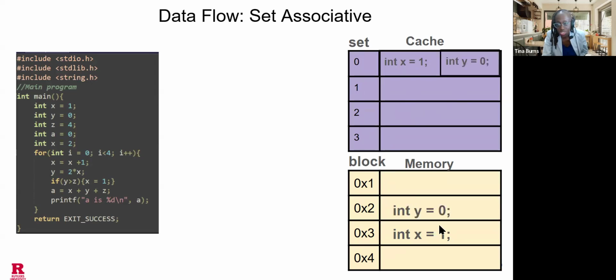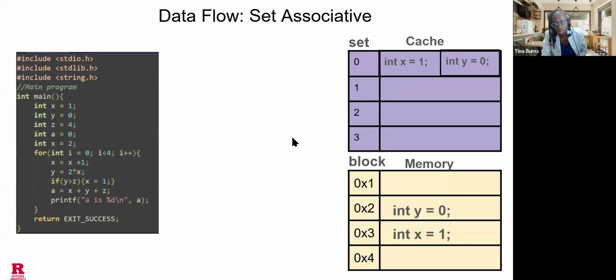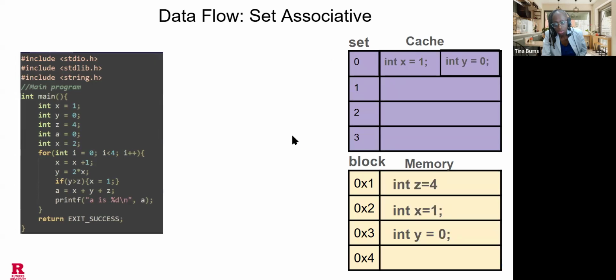And then the next portion of the set, I'm going to store y is equal to 0. So I have both of these. They're stored in one set. They happen to be stored in set 0. And that's kind of how it is mapped. Multiple blocks put in the same set. Now, we're going to add another one, z is equal to 4. Z is equal to 4 is going to go right here.